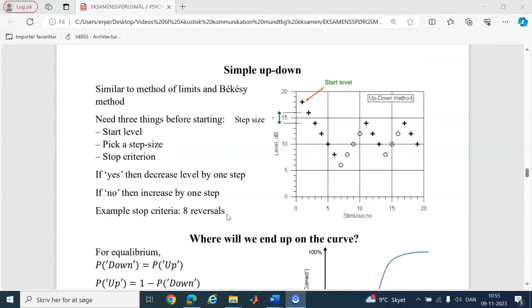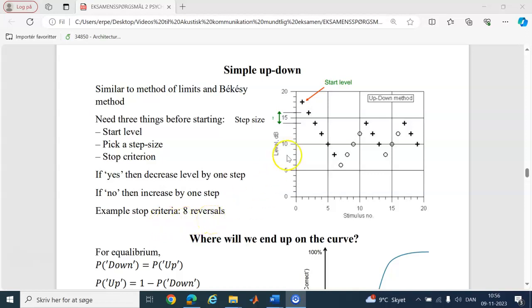You have the simple up-down method, similar to the method of limits and the Békésy method. You need three things before starting: a start level, a step size, and a stop criterion. If yes, then decrease the level by one step. If no, then increase by one step, with the same level steps. Example: stop criterion after 8 reversals.